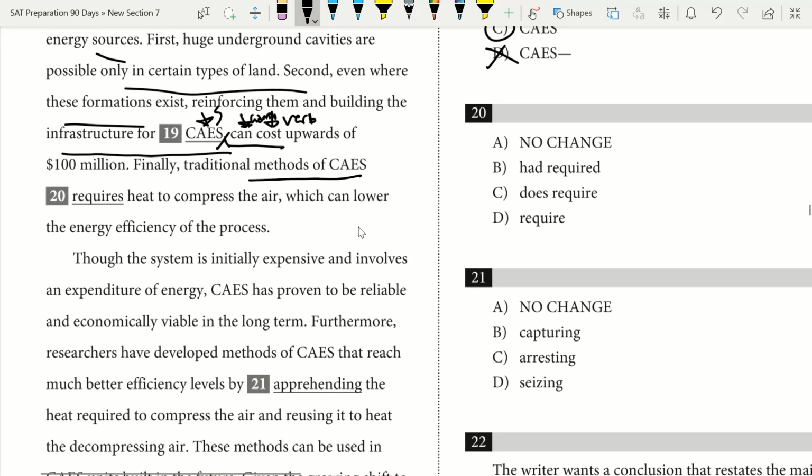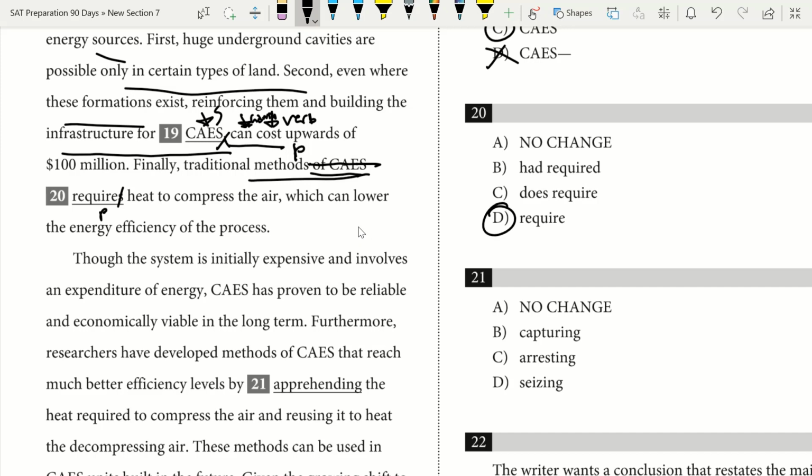Finally, traditional methods of CAS require. How did I know it was require? I had to get rid of "of CAS." Okay, "of CAS" is a prepositional phrase. I don't consider that when matching subject and verb. I have to match my subject and verb in number. My subject here is methods. Methods is plural. I put that S for subject, but it's plural. Okay, so that's P for plural. Methods is plural, so I need my plural verb, which is going to be require.